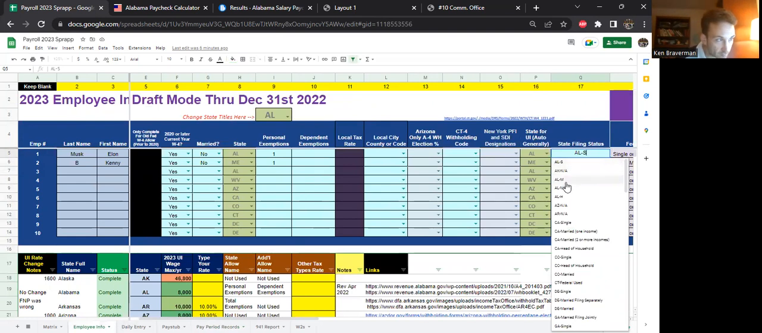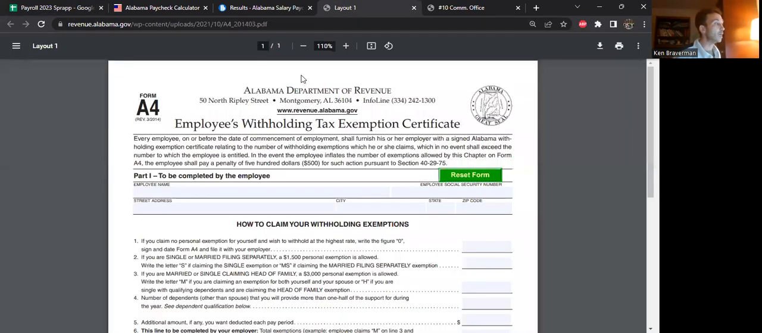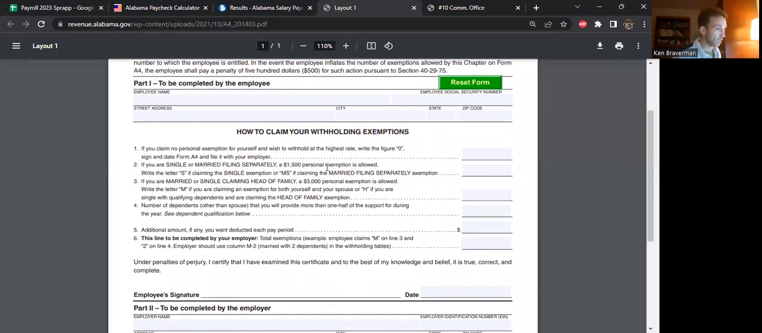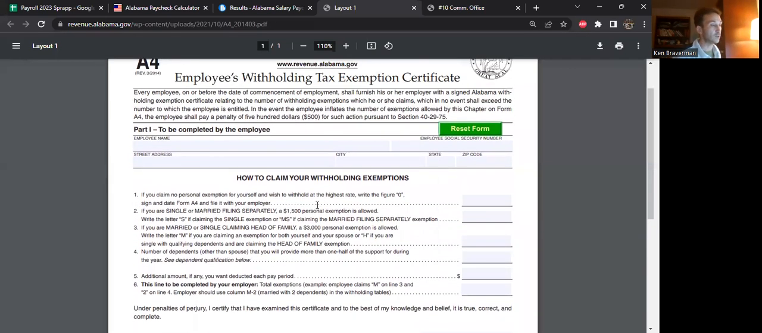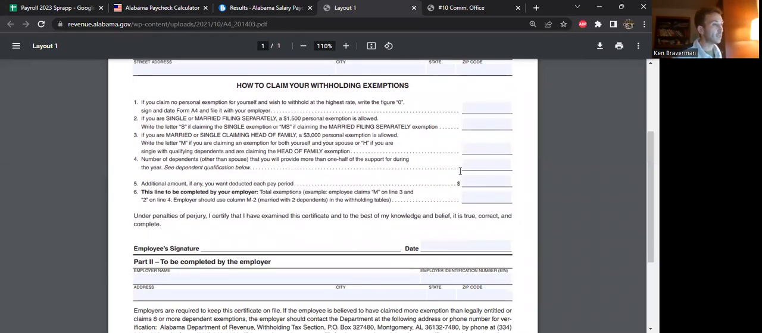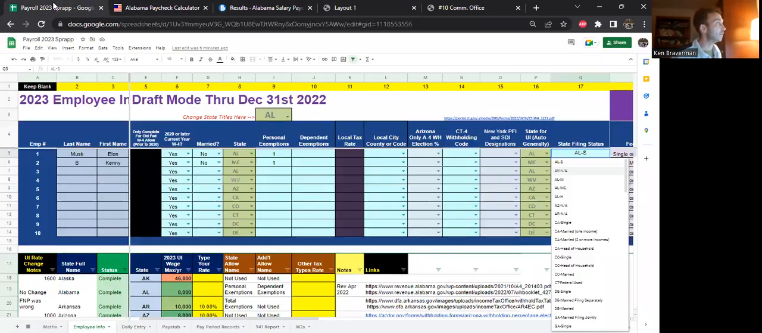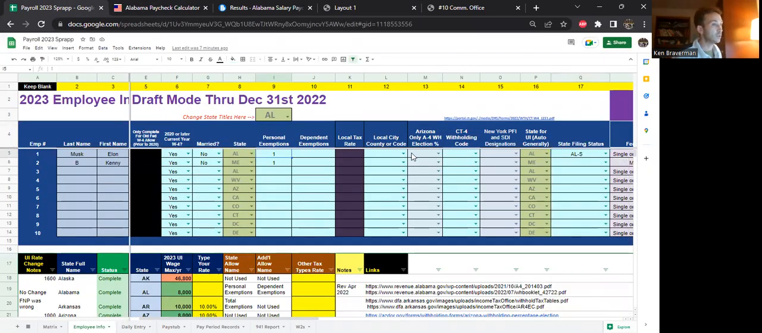That would be Alabama single, Alabama married filing separately, or Alabama head of household. And you can read up on filling out your Alabama A4 so that you know what to answer those questions. This is what you need to present your employer with, or your employee presents you with this if you are the employer. They fill this out, and you enter the information from this A4 directly in here into the Google Sheet.